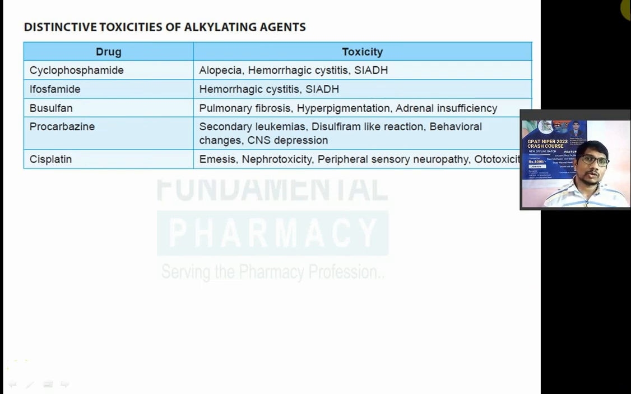Now we will see the distinctive adverse effect of each and every drug. Adverse effect or toxicity of alkylating agents. Distinctive toxicity of alkylating agents. So cyclophosphamide has these adverse effects: alopecia, hemorrhagic cystitis, syndrome of inappropriate ADH secretion, syndrome of inappropriate aldosterone secretion. So जो cyclophosphamide होता है, that can cause alopecia. Alopecia means loss of hair.